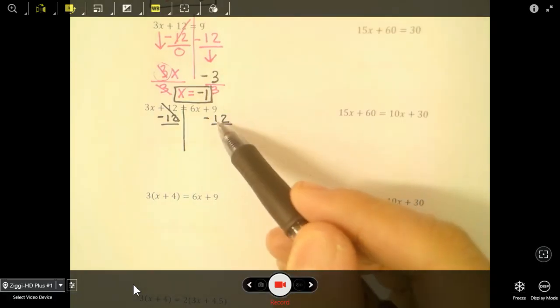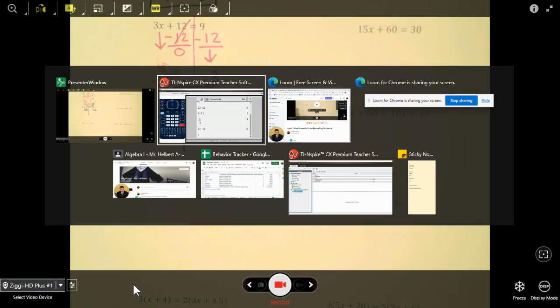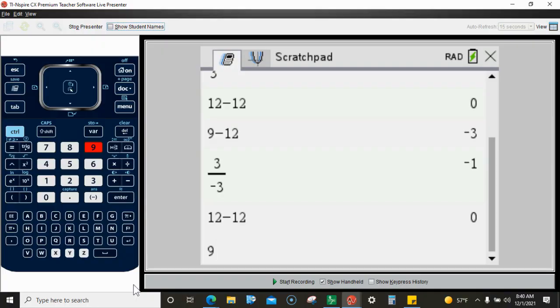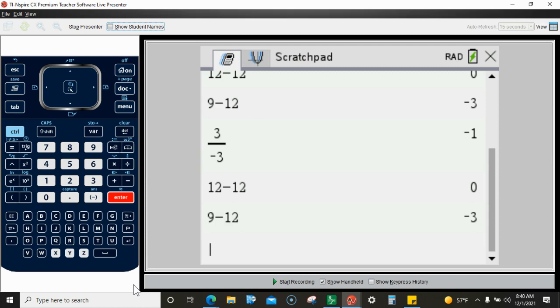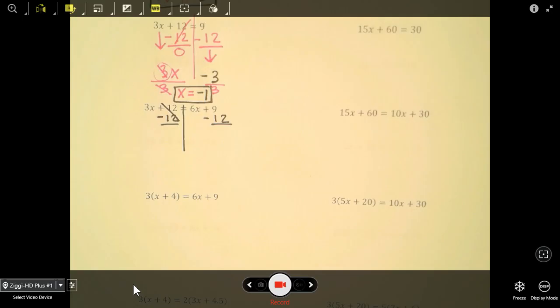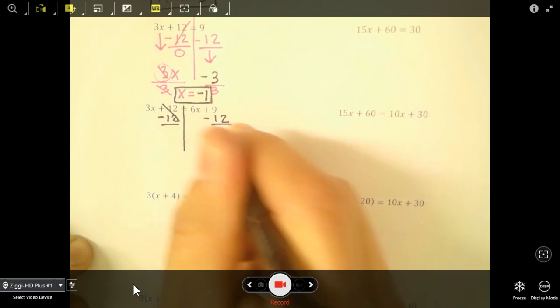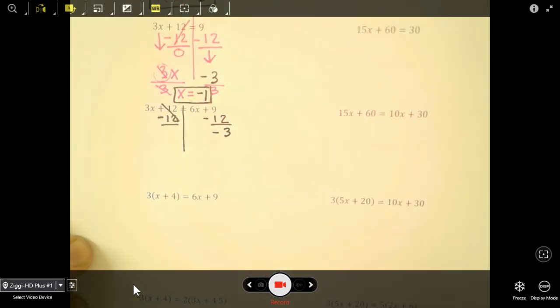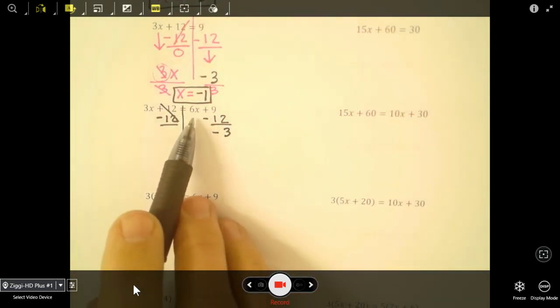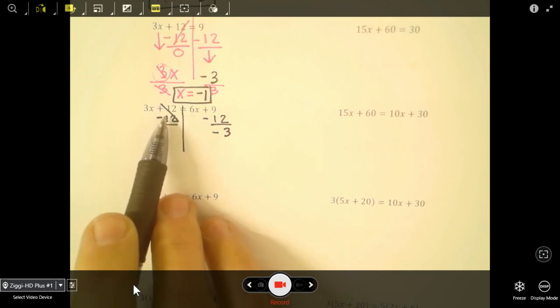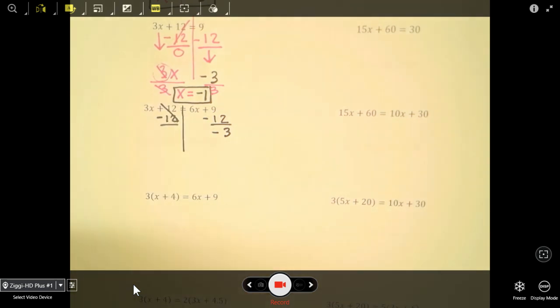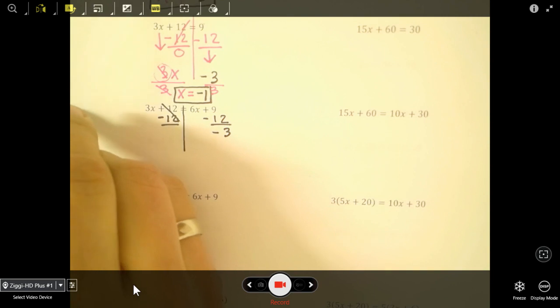Now I have 9 minus 12. So I'm going to go back to my calculator, and 9 minus 12 gives me negative 3. So nothing's changed so far. We're looking pretty much at the same value we got previously. But now I have to deal with this 6x because I want all my x's on the left. And I'm going to write a note right here. And I want you to write this down too.